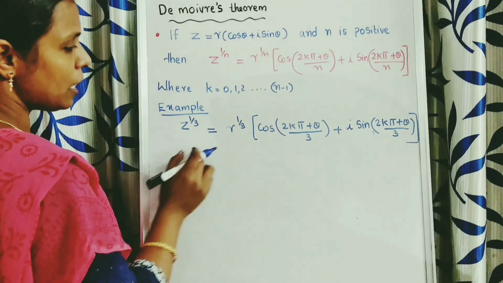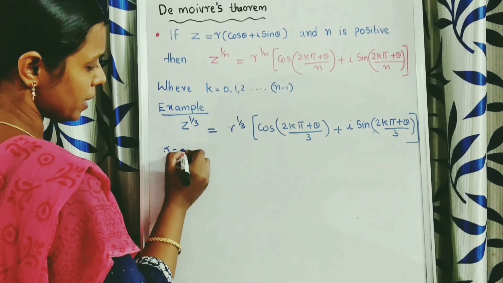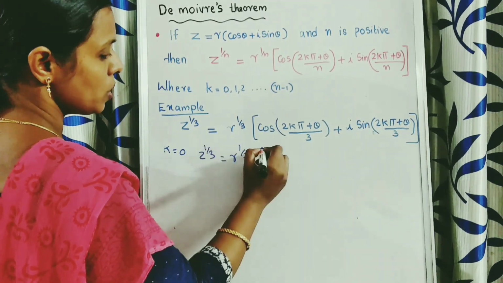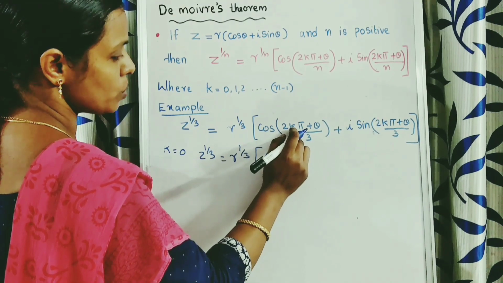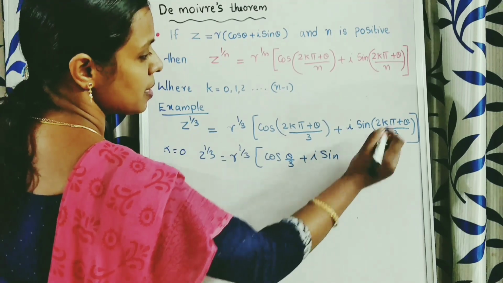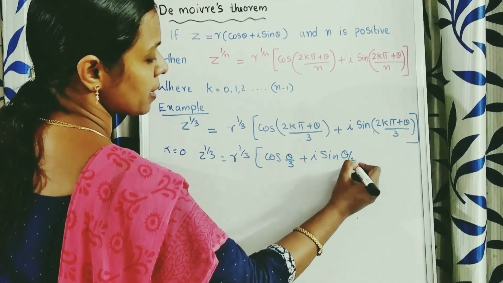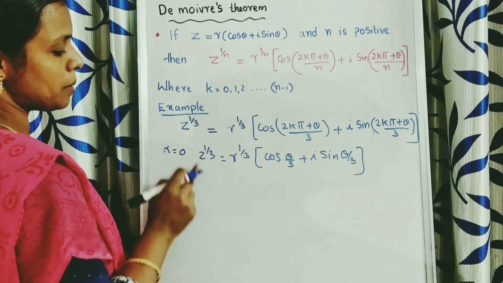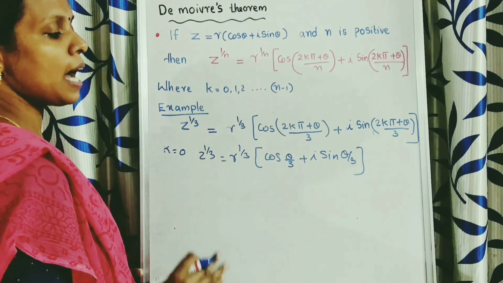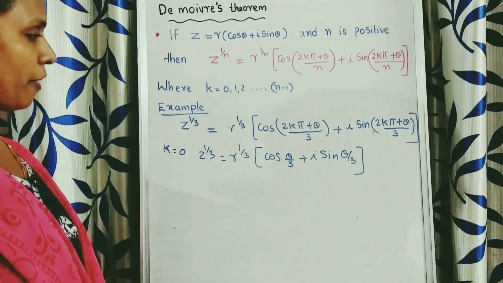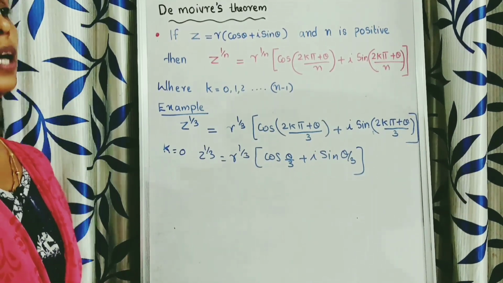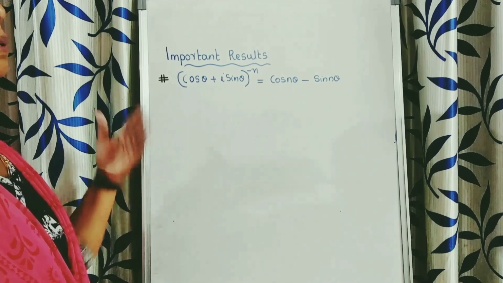For the value k equal to 0 here, we get z raised to 1 by 3 equal to r raised to 1 by 3 into cos theta by 3 plus i into sin theta by 3. Similarly, we can find for k equal to 1, k equal to 2, k equal to 3, etc. Next, we are discussing some important results.